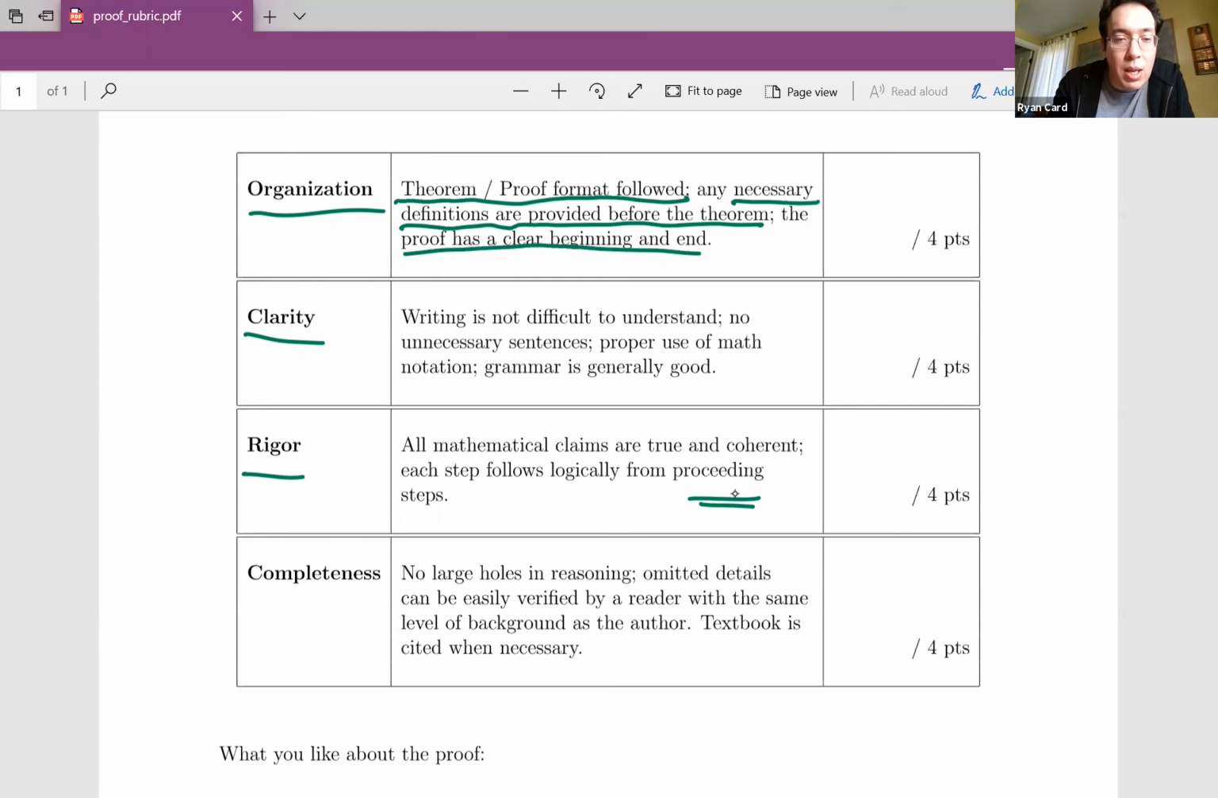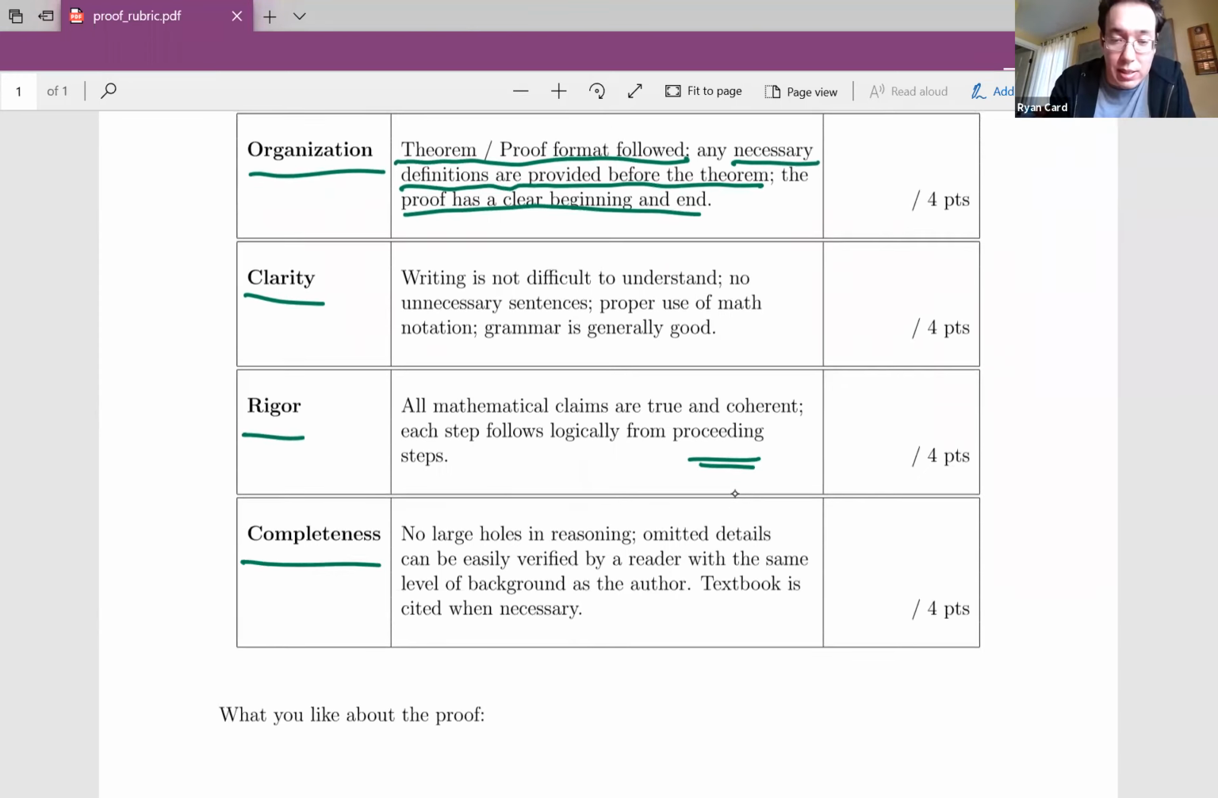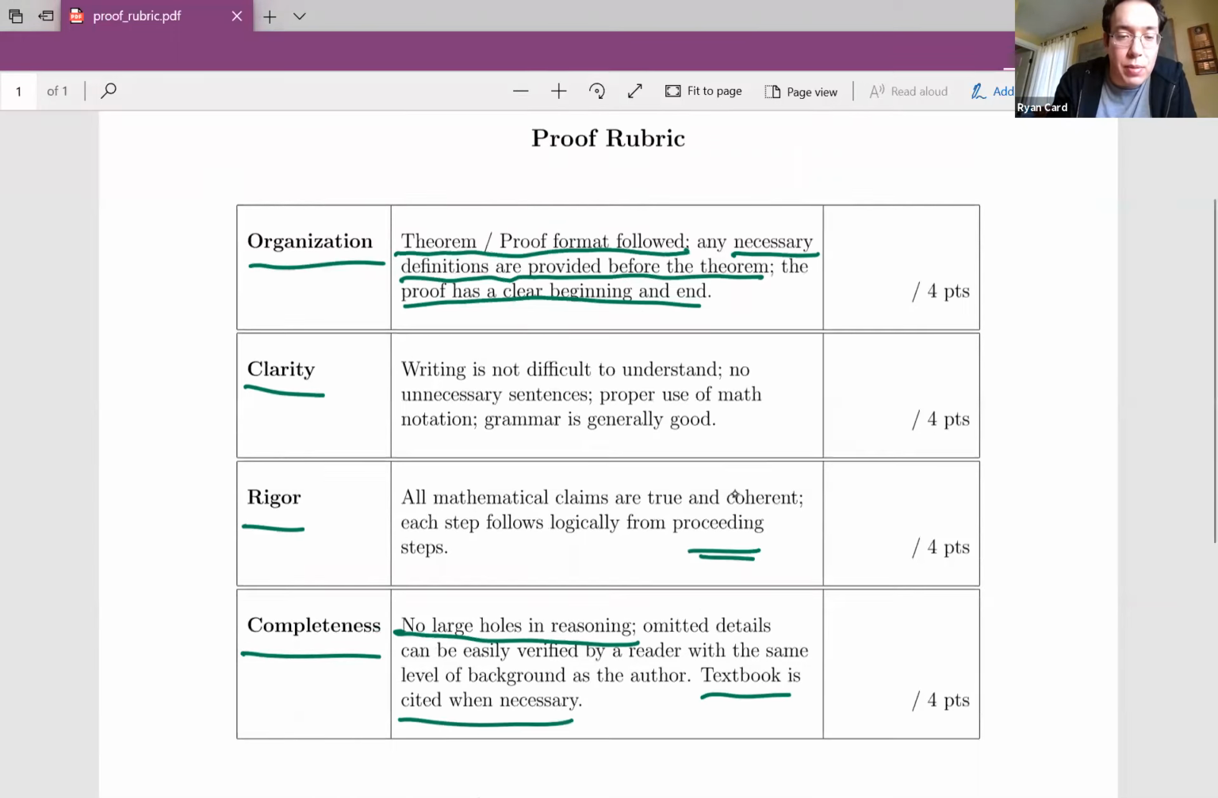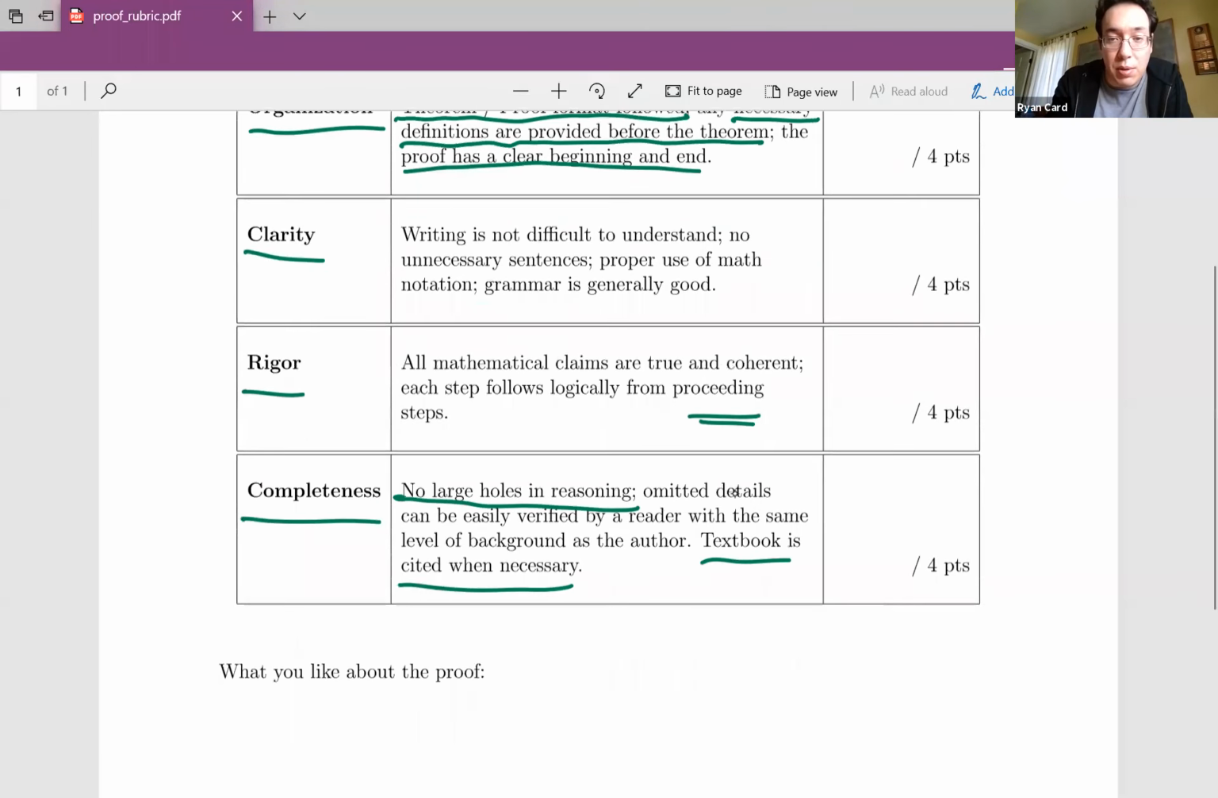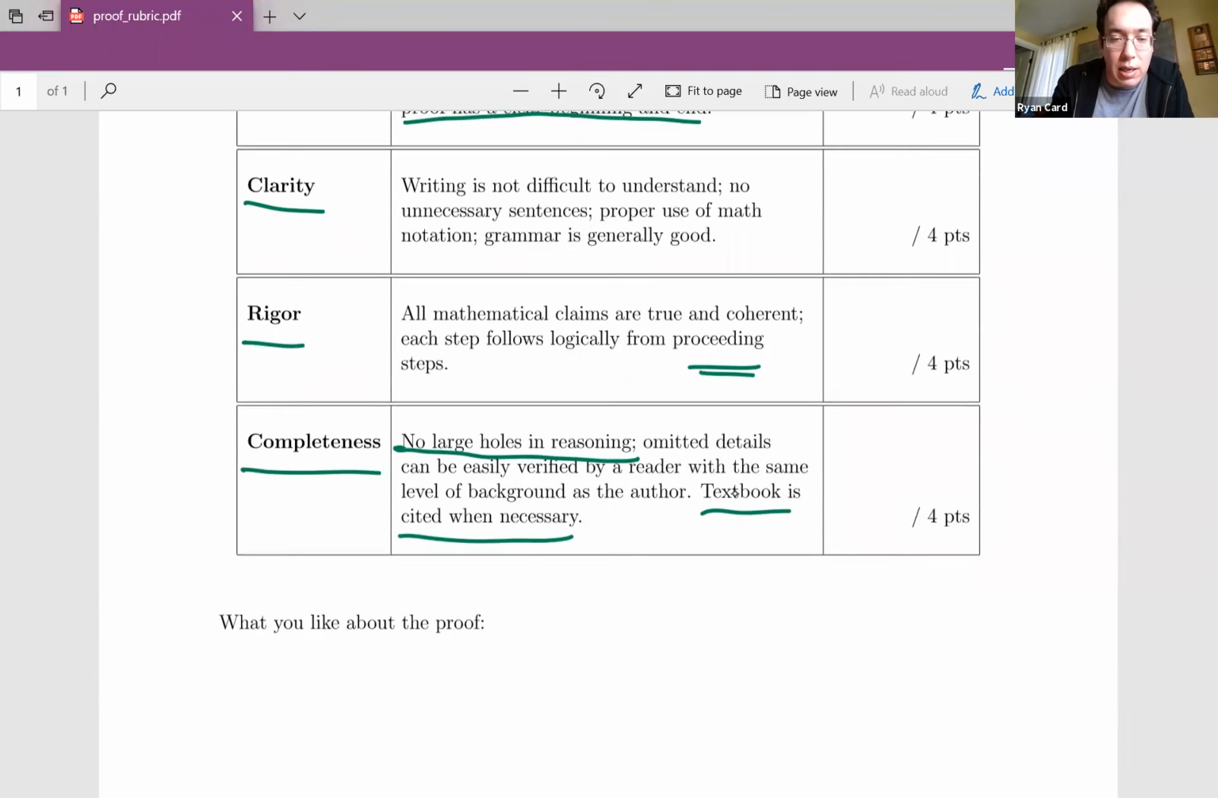And then finally, completeness. There are no large holes in reasoning. It is possible that sometimes you don't need to go into every single detail, but if some details are omitted, they could be easily verified by a reader of the same level and background as the author. And you cite the textbook or theorems that you need to complete that proof. So when you quote a result, you tell the reader where you got that idea from.